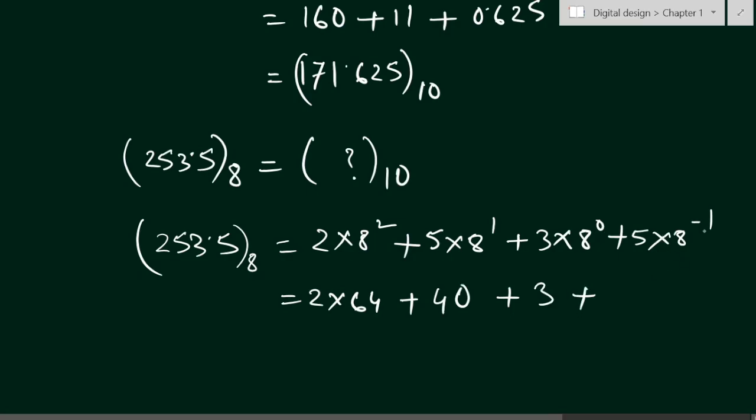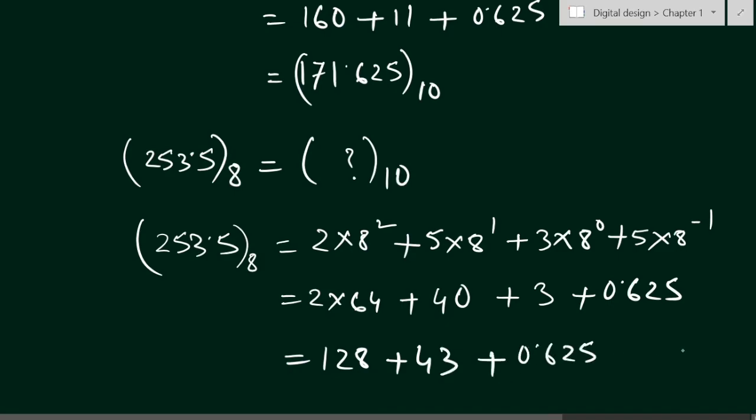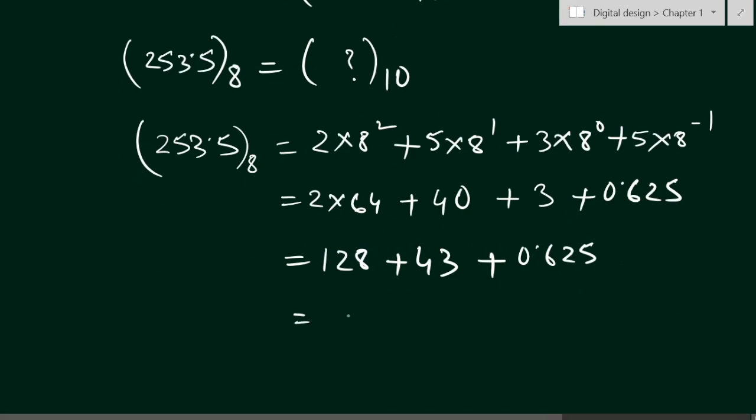So what will be the value? 5 by 8 is 0.625. 2 into 64 is 128, plus 40 plus 3, it will be 171 plus 0.625. Adding: 8 plus 3 is 11, so 1 and carry 1. Then 4 plus 2 is 6, with the carry it will be 7. And we have 1. The fractional part is 0.625. So this is the decimal number.